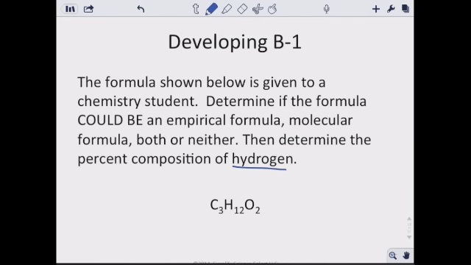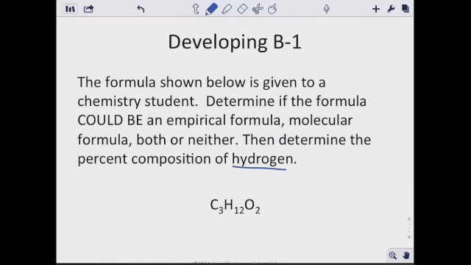Now it could be the molecular formula. If this is actually what it is, and it's actually the substance that they have, well, then it's the molecular formula as well. So molecular formulas can be empirical formulas, but empirical formulas aren't always molecular formulas.